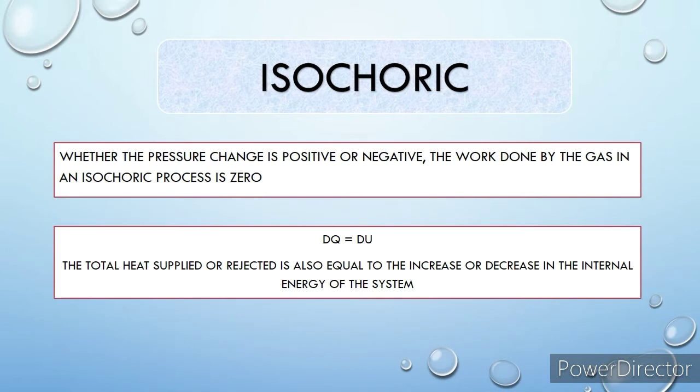So in an isochoric process, whether the pressure change is positive or negative, the work done by the gas in an isochoric process is zero. Take note, the work done by the gas in an isochoric process is equal to zero. The total heat supplied or rejected is also equal to the increase or decrease in the internal energy of the system. Hence, our equation, heat transfer is equal to the internal energy.